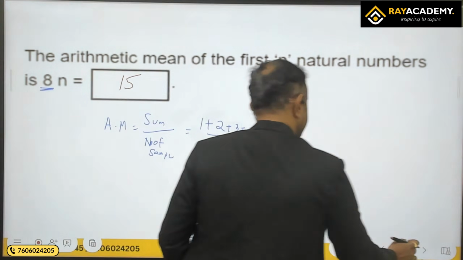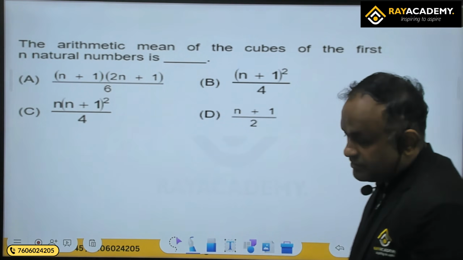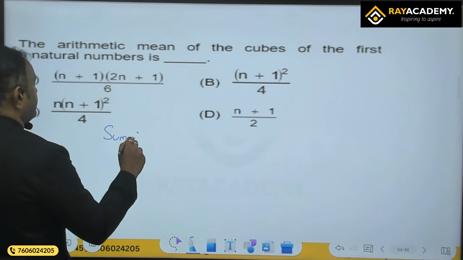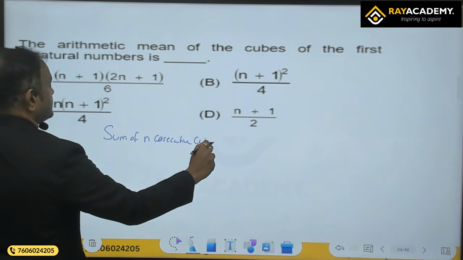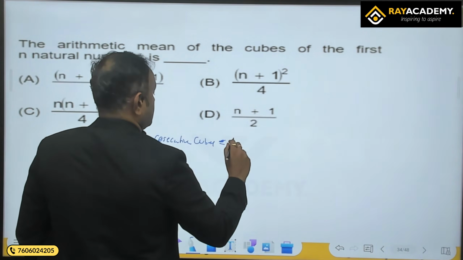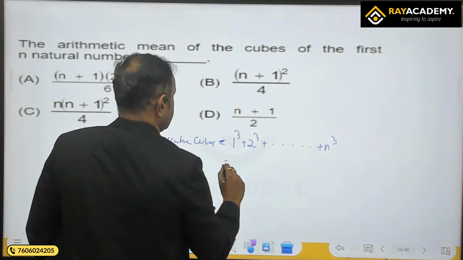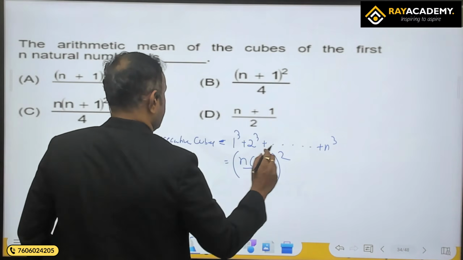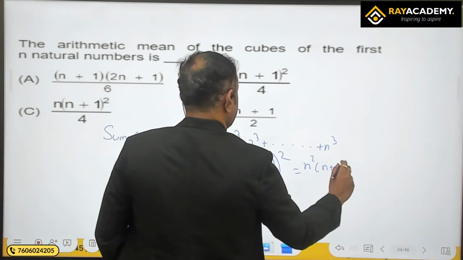Next. Okay, this is another: the arithmetic mean of the cubes of the first n natural numbers. So here also you find the sum of n consecutive cubes. Sum of n consecutive cubes equals 1 cube plus 2 cube up to n cube. That is n into n plus 1 by 2 whole square, or you can say n square into n plus 1 square by 4.